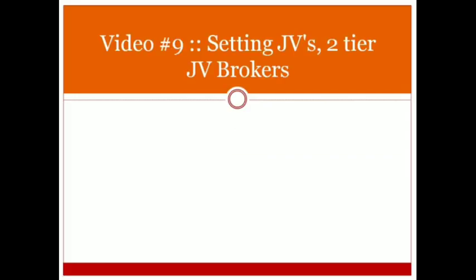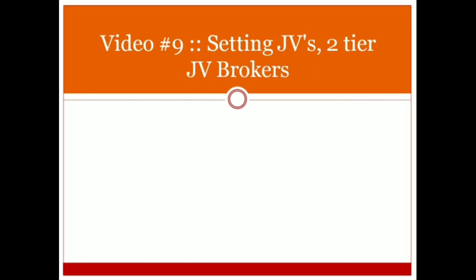Hello and welcome to video number 9. In this specific video, you're going to learn how to set up JVs, two-tier JV brokers for profit sharing, so that you can ensure that, let's say for example, you have 2 other business partners and you want to set it up so that every time somebody purchases your product, then they are paid at the point of sale.